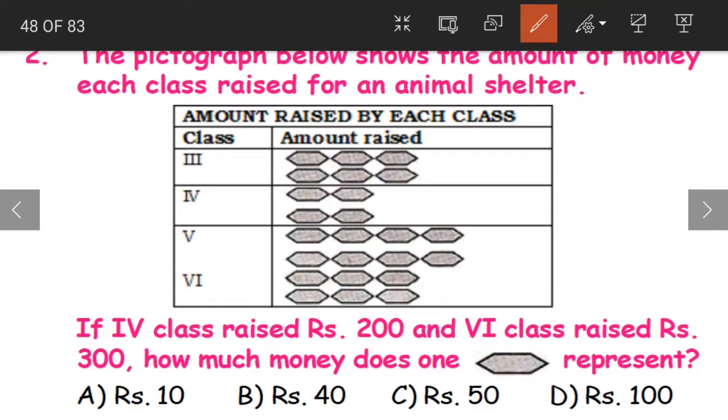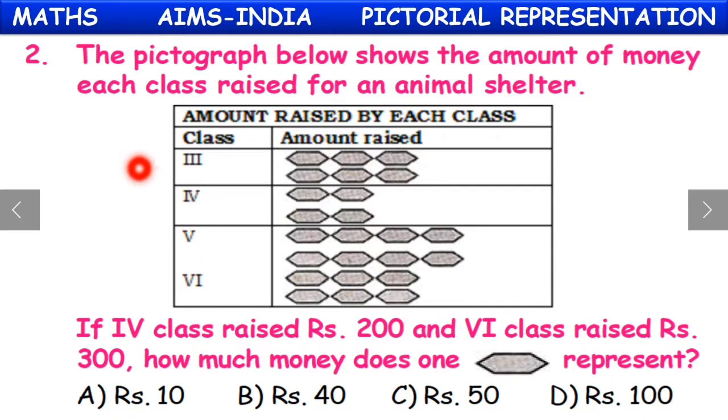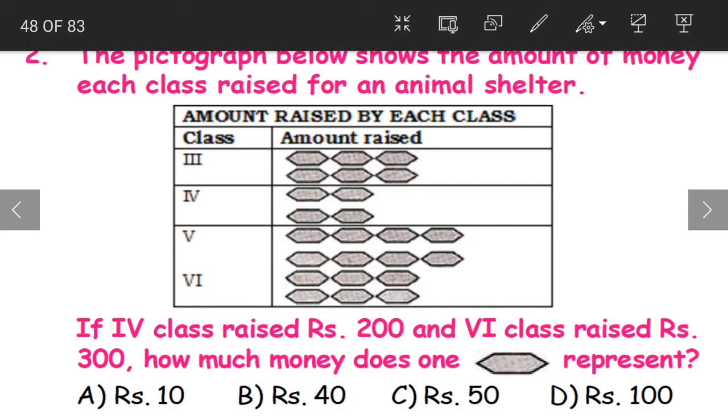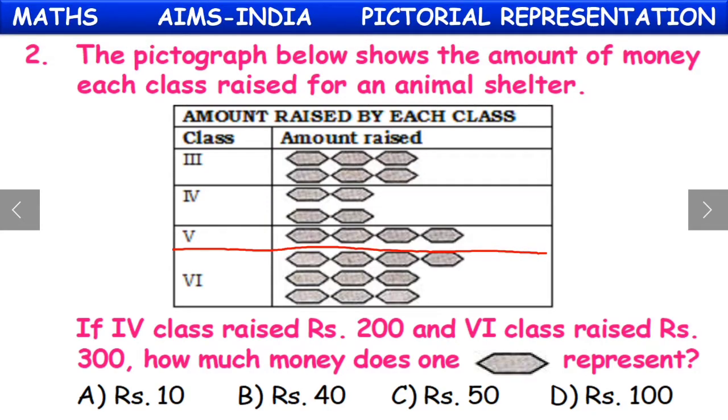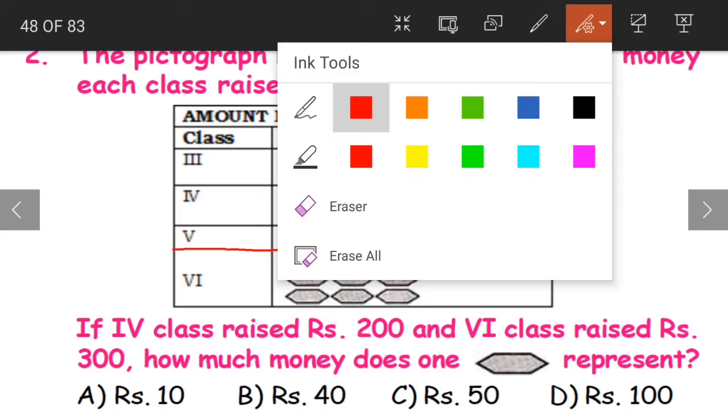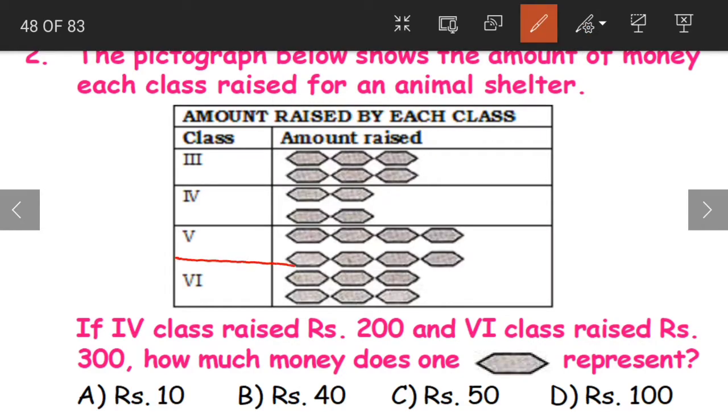Now look at the pictograph children. Here we are having 4 classes, 3rd class, 4th class, 5th class and 6th class. Now each class has raised certain money. And what are they saying? If 4th class has raised 200, that means how much did 4th class raise?